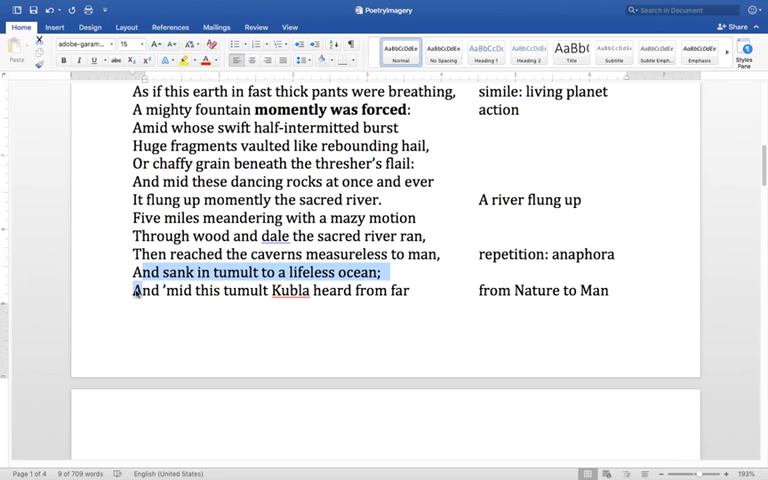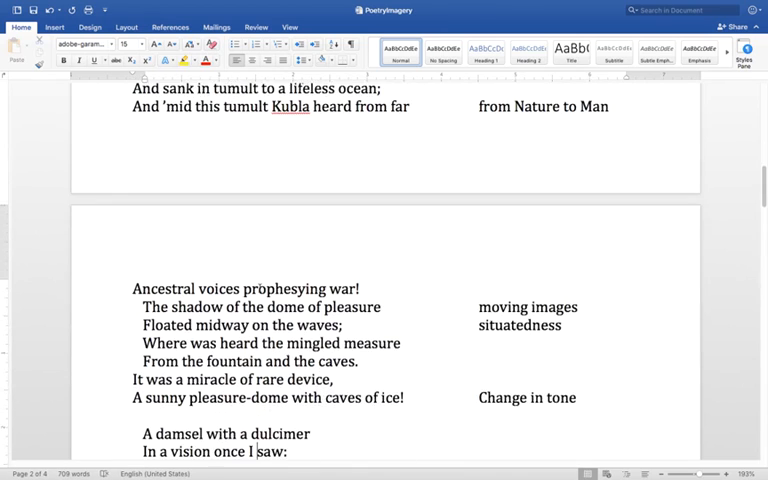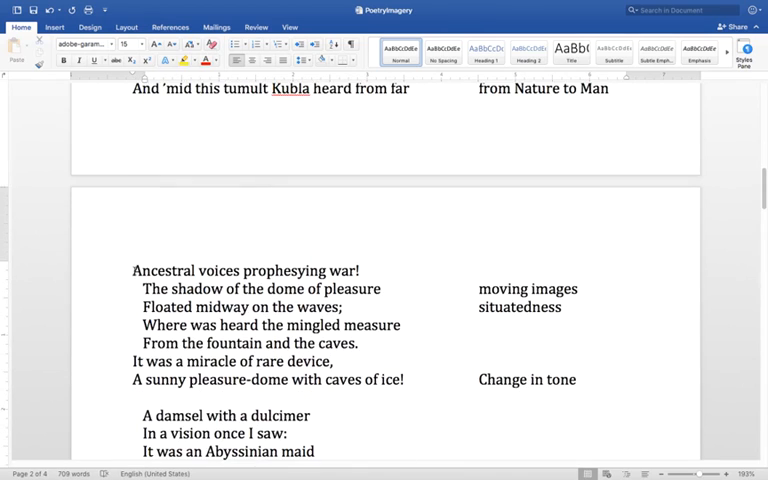So this continues into the last bit of the poem. And amid this tumult, Kubla Khan heard. So all of this imagery up until these words is about nature, and from nature we move to Kubla Khan. And amid this tumult, Kubla Khan heard from far ancestral voices prophesying war. And so all of this nature has something to do with human beings. All of this tumult has some implications of war that's going to come.